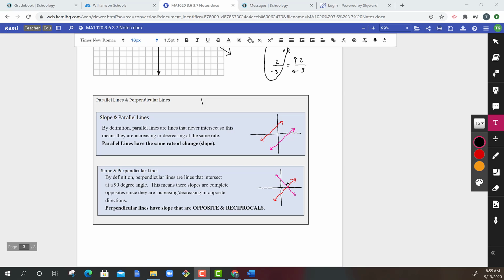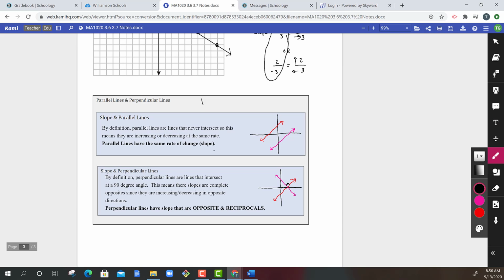Okay, in this video we're going to talk about parallel and perpendicular lines and how their slopes are related. So you can see real quickly a couple of notes to copy down. The big focus though is, of course, what's bolded there. Parallel lines will always have identical slopes. And again, that's because they're increasing or decreasing at the same rate. Perpendicular lines, on the other hand, have slopes that are opposite and reciprocals.